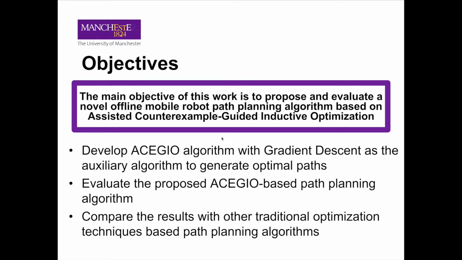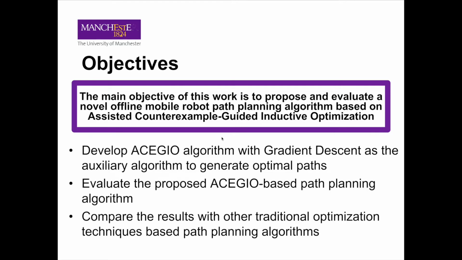Next, let me introduce the objectives. We have 3 objectives. Firstly, develop an ACGL algorithm with gradient descent as an accelerate algorithm to generate optimal paths. Secondly, evaluate the proposed ACGL-based path planning algorithm. Thirdly, compare the results with other traditional optimization techniques-based path planning algorithms.